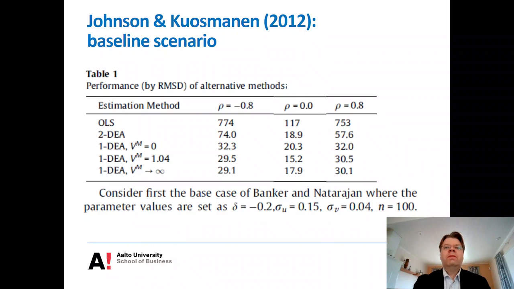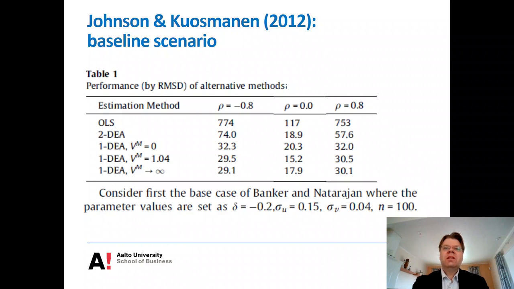So if we first look at the performance of one-stage DEA in the case that there's no correlation between Z variable and input, the middle column, notice that the performance of one-stage DEA is very similar to two-stage DEA. There's not really a huge difference. And in fact, among the specifications of one-stage DEA, the best performance in that case is obtained by putting some kind of bound for this VM, so this middle case. But eliminating that kind of arbitrary bound is also quite fine.